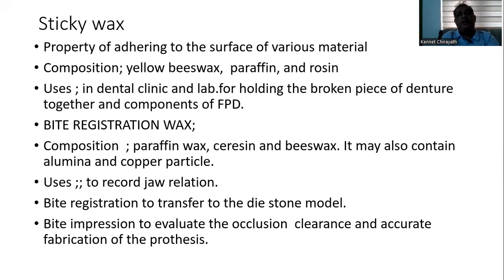Now comes the bite registration wax. The composition is paraffin wax, resin, and beeswax. It may also contain alumina and copper particles. Its usage is to take the jaw relation, bite registration to transfer to the die stone model, and bite registration to evaluate the occlusal clearance and accurate fabrication of the prosthesis.